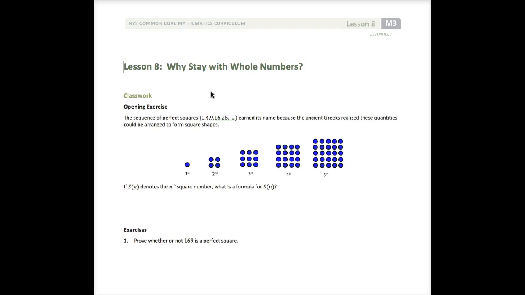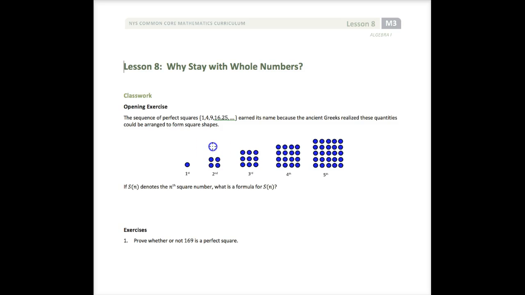Lesson 8, Module 3. Why stay with whole numbers? The sequence of perfect squares 1, 4, 9, 16, 25 earned its name because the ancient Greeks realized these quantities could be arranged to form square shapes. They took 4 dots and made them 2 by 2. 9 dots was 3 by 3. 16 dots, 4 by 4.